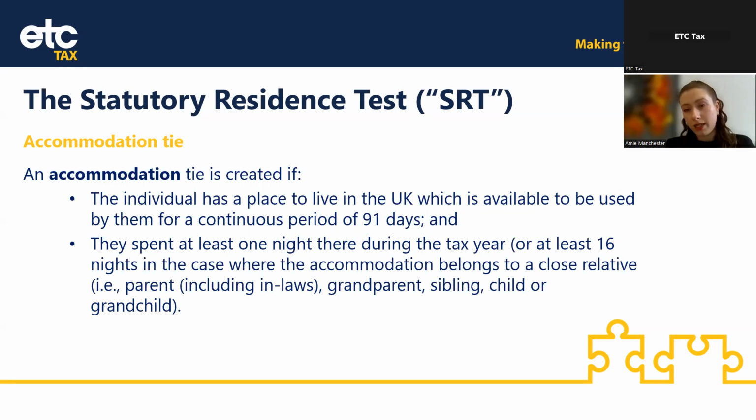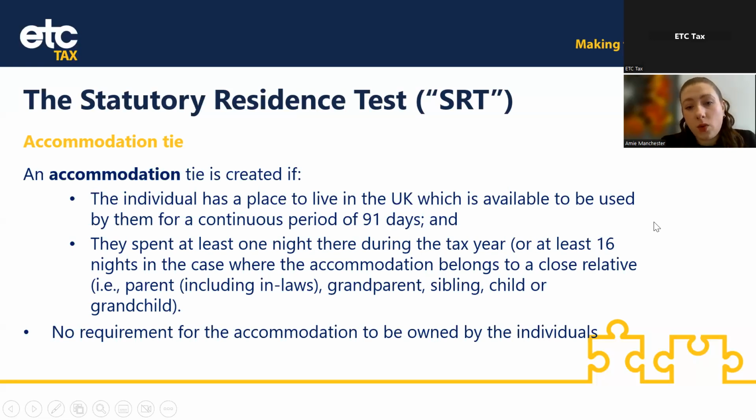Slightly different where the accommodation belongs to a close relative. So you can see here that's a parent, a grandparent, sibling, child, grandchild, for example. The individual would have to spend at least 16 nights present in that accommodation during the tax year, as opposed to just the 1 night if it is personally owned by the individual.